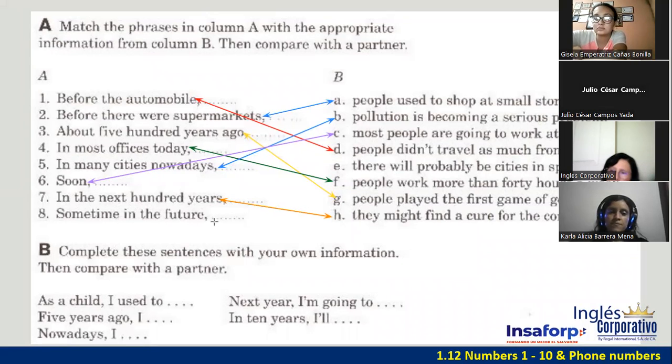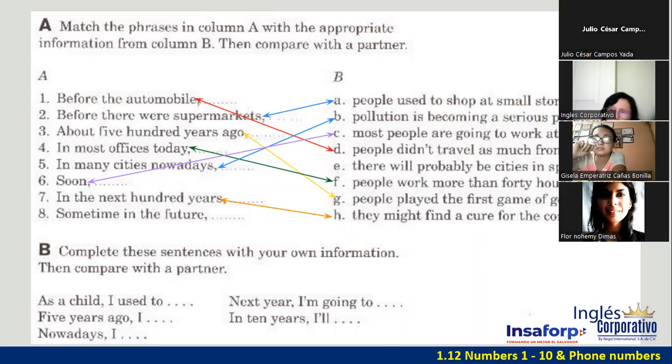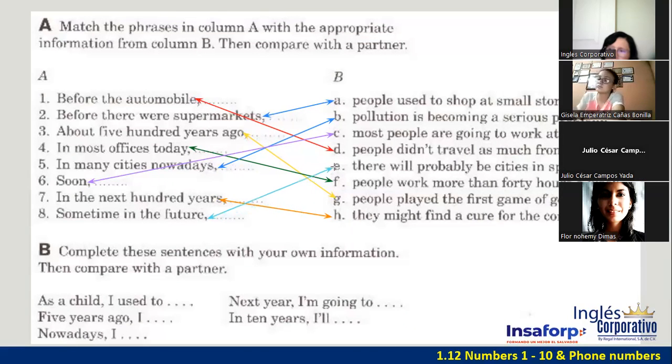Ay, que esta es la única. Look. Solo vamos a cambiar el color to this one, okay? In the future, there will probably be cities in space, right? Okay, very good. Now you're going to create your own.